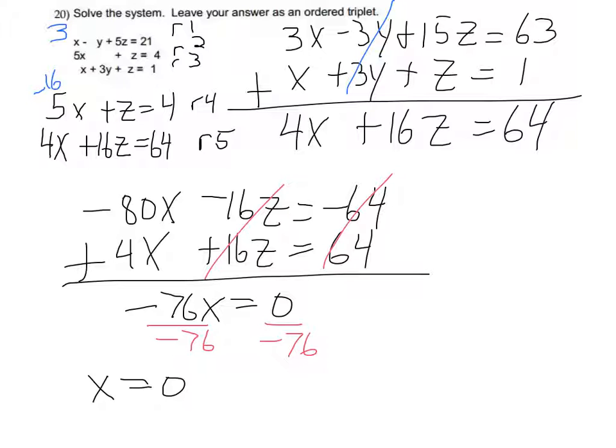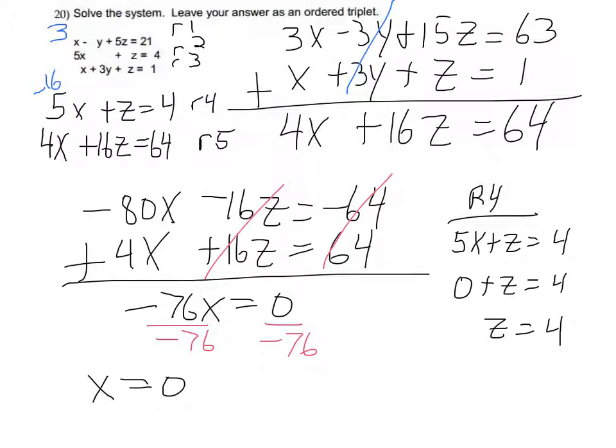What do we do with it? Well, we plug this somewhere into our 2 by 2 system. I'm going to plug it into row 4. So row 4, this was 5x plus z equals 4. We know what x is. That's 0 plus z equals 4. We have z equals 4. We now have x and z.